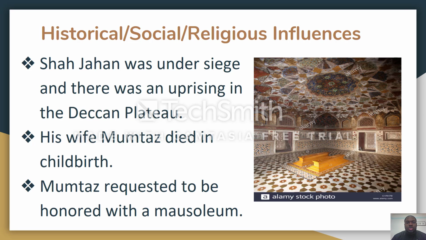Historical, social, or religious influences. Shah Jahan was under siege, and there was an uprising in the Deccan. His wife Mumtaz died in childbirth. Mumtaz was to be honored with a mausoleum. And in this picture, as you can see, there's a picture of her casket and his in the mausoleum.